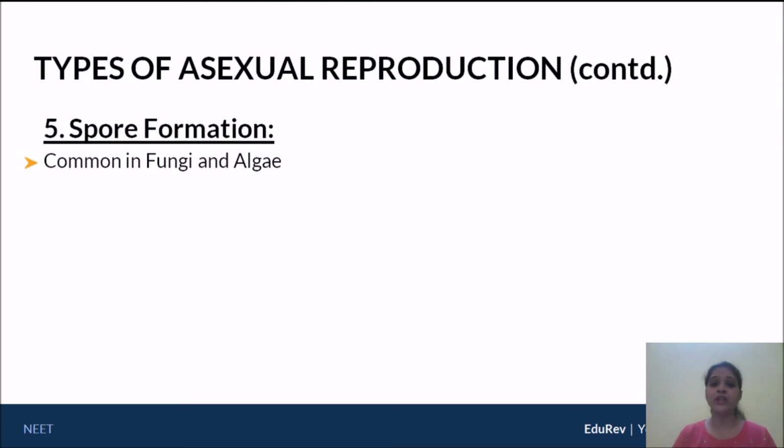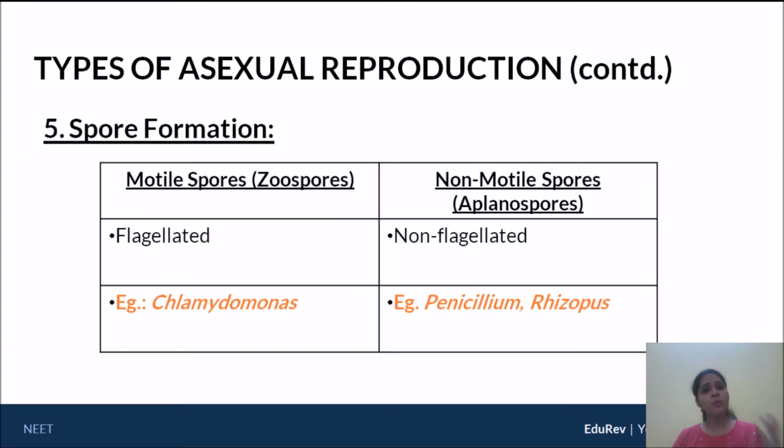Now, coming to sporulation or spore formation. Sporulation or spore formation is very common in kingdom fungi and in lower plants, for example, in case of algae. Now, spores are of different types. They can be motile as well as non-motile. For example, if they are motile, they are called zoospores, whereas if they are non-motile, they are called aplanospores. Now, why the term zoospore and aplanospore?